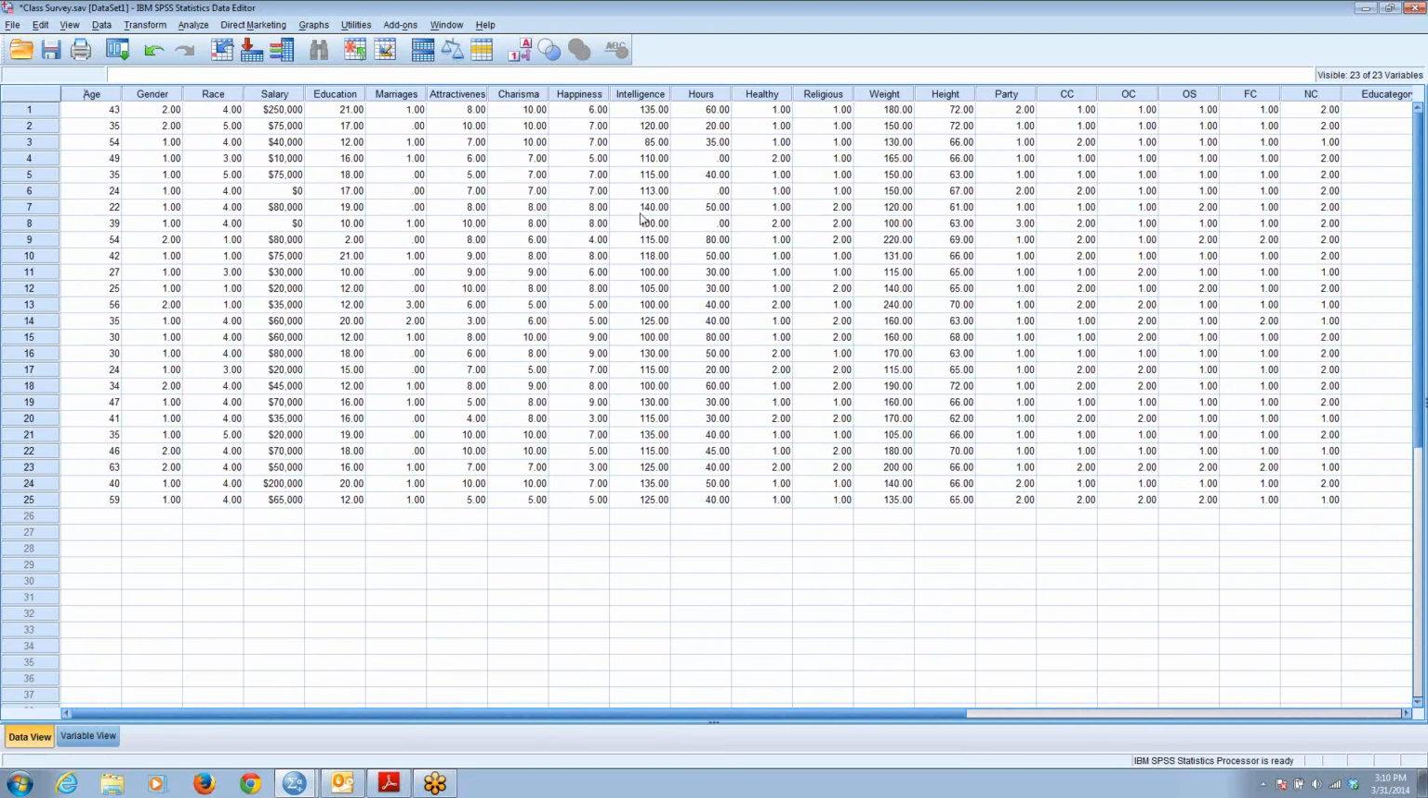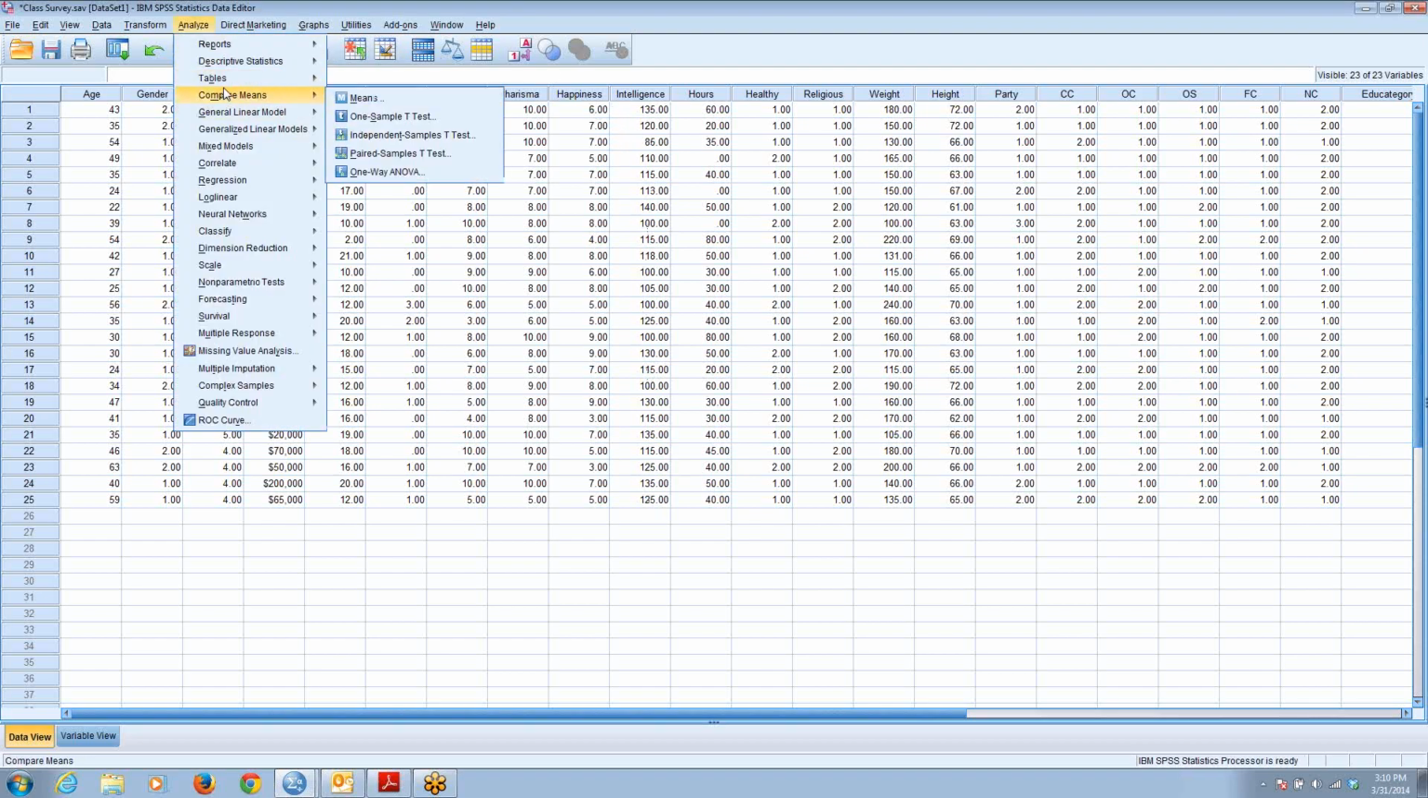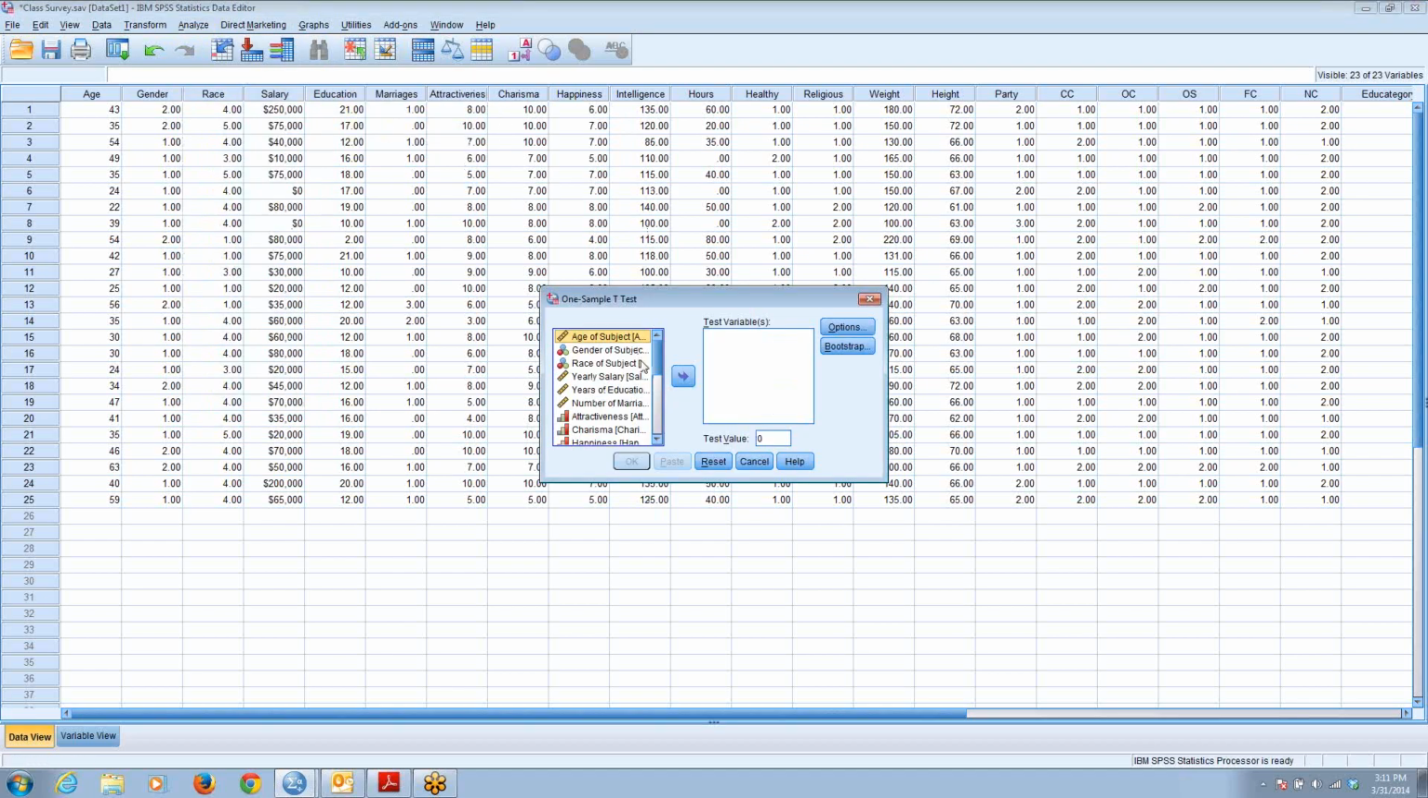Oh, here it is. Looks like it's going to be significantly greater than the average. Remember that the norm in the population is an IQ of 100 with a standard deviation of 15. So let's take a look at that. Analyze, compare means, one sample t-test. Our test variable is intelligence.